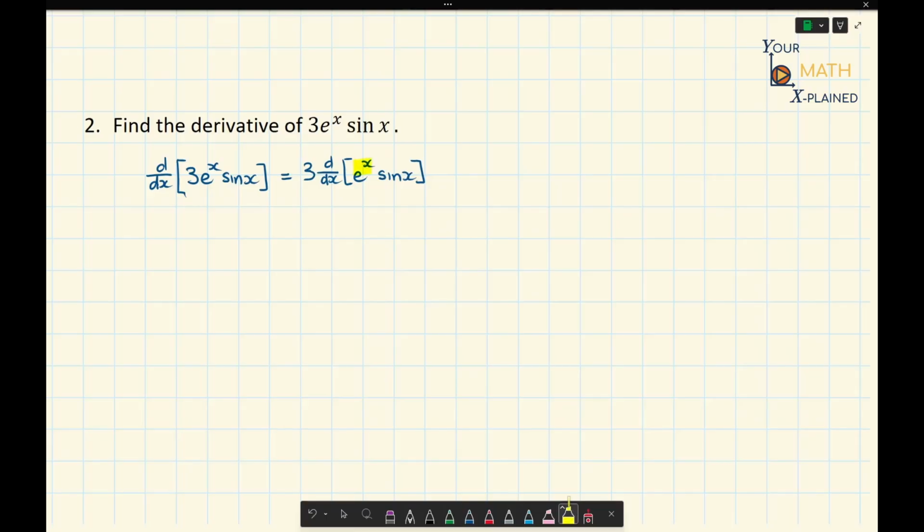So here we can use our product rule. Our first function is e to the x, and then our second function is sine x, which means this is going to be equal to 3 times the derivative of e to the x, which is still e to the x, multiplied by our second function, which is sine x. And then we add our first function, so that's e to the x, multiplied by the derivative of the second function, and the derivative of sine x is cos x. And now we can factor out the e to the x. So that means our final answer here is going to be 3 times e to the x times (sine x plus cos x).